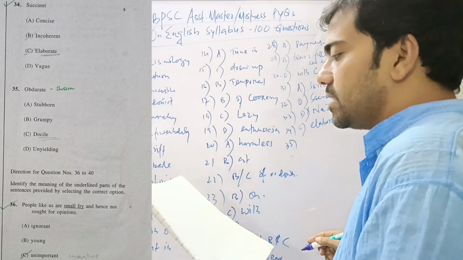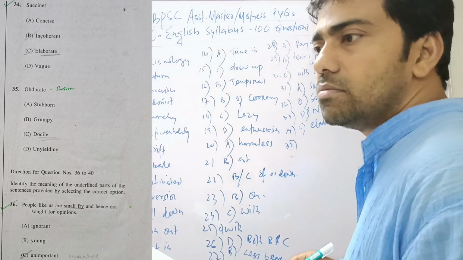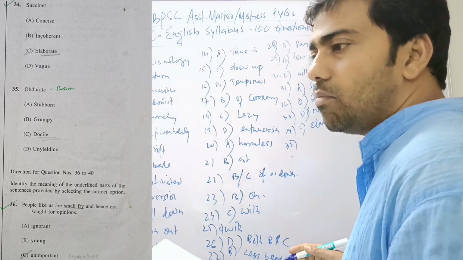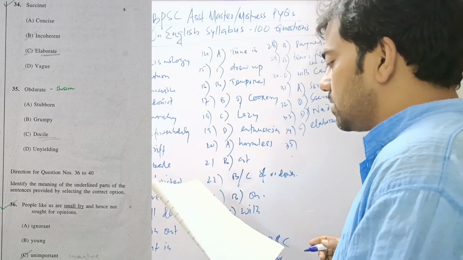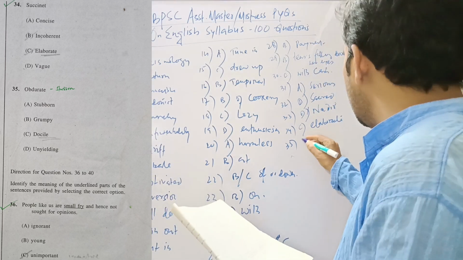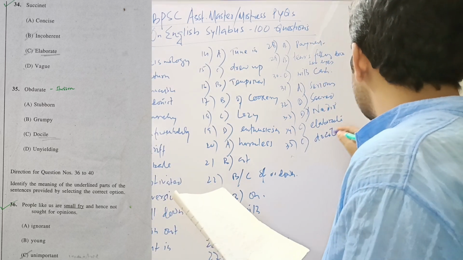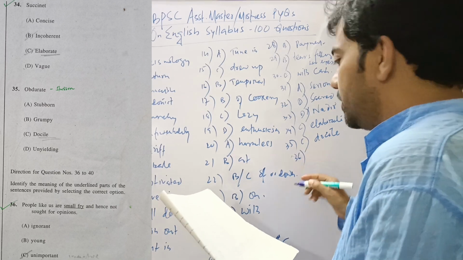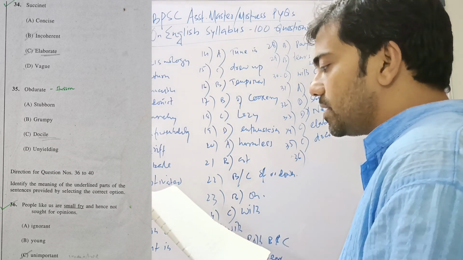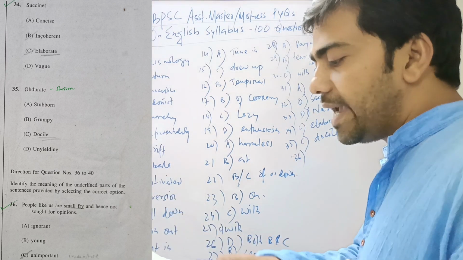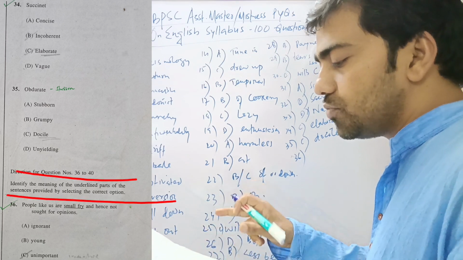35. Obdurate. Obdurate means stubborn. Very stubborn type of people. A monopoly type. The opposite of stubborn is docile, polite. Very flexible one.